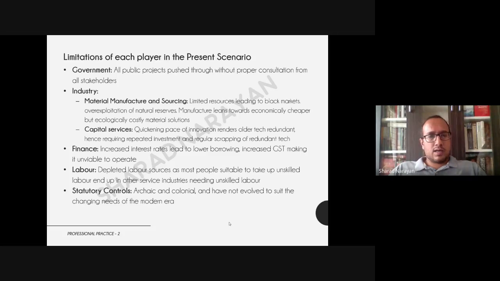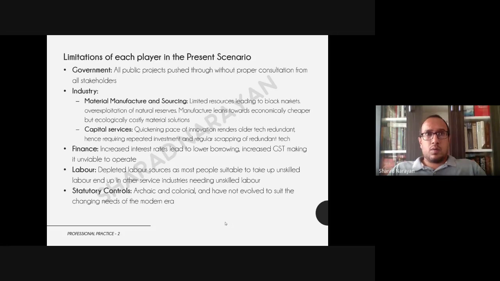Statutory controls are largely archaic and colonial and have not evolved to suit the changing needs of the modern era. Basically, all the bylaws that we have in place for the purpose of regulation and oversight are largely relics of the colonial era, things which have not evolved sufficiently to suit changes that have occurred, beyond the logical scope of understanding of how quickly things can evolve.